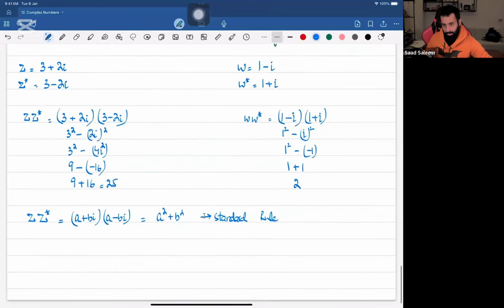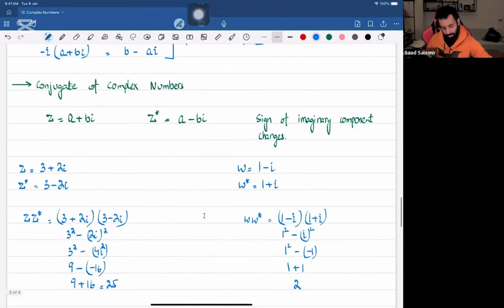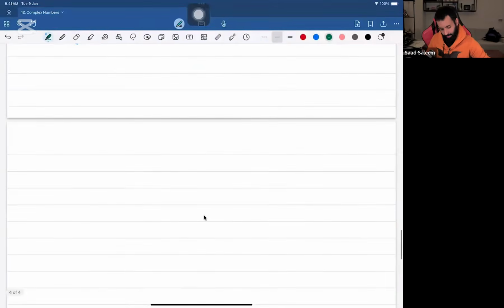Okay, now with the help of this concept, we're going to do division of complex numbers, and then we're going to do simultaneous equations.